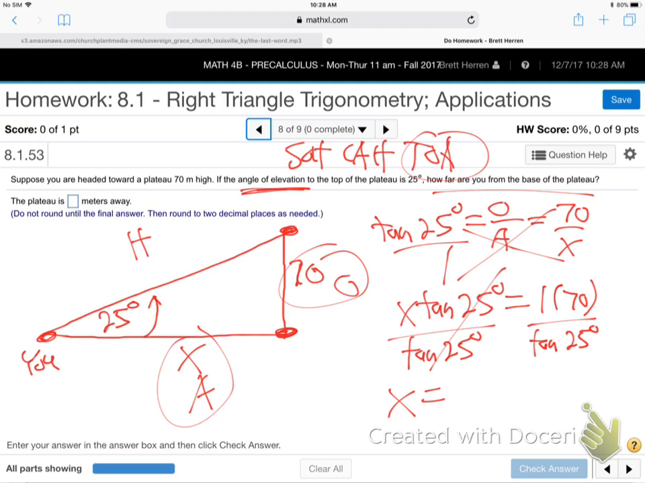And I'm getting 150. How far do they want me to round? Round to 2 decimal places. 150.115. So the second decimal place rounds to be 12. 150.12 is how far away. So you calculate how far away you are from something based on the angle and knowing how tall the thing is. Good there? Questions?